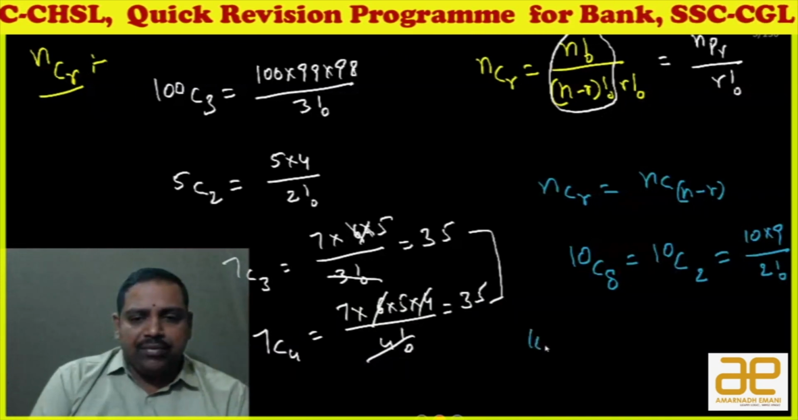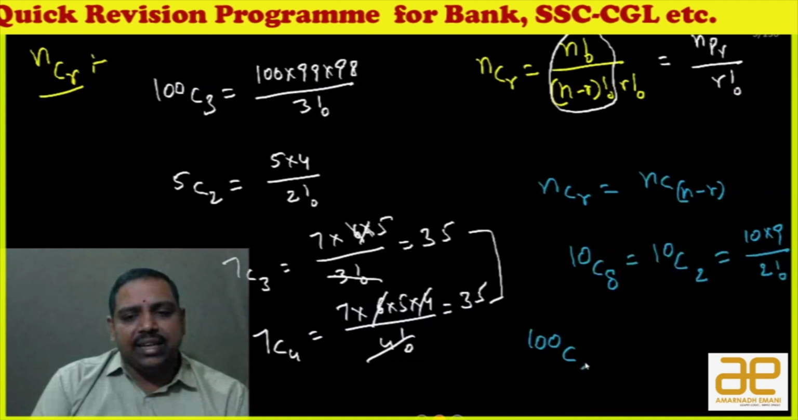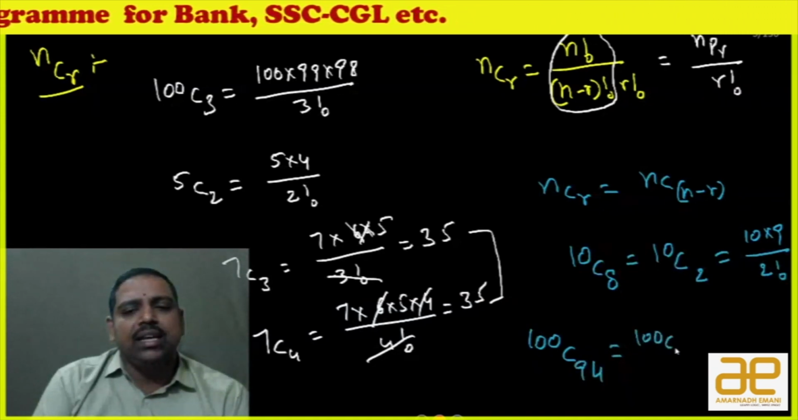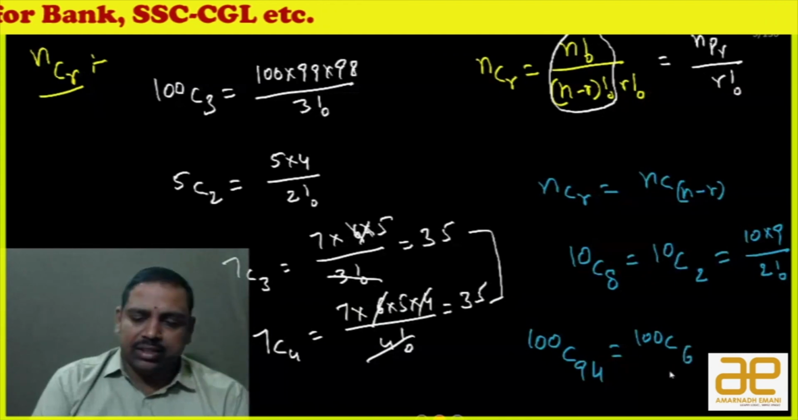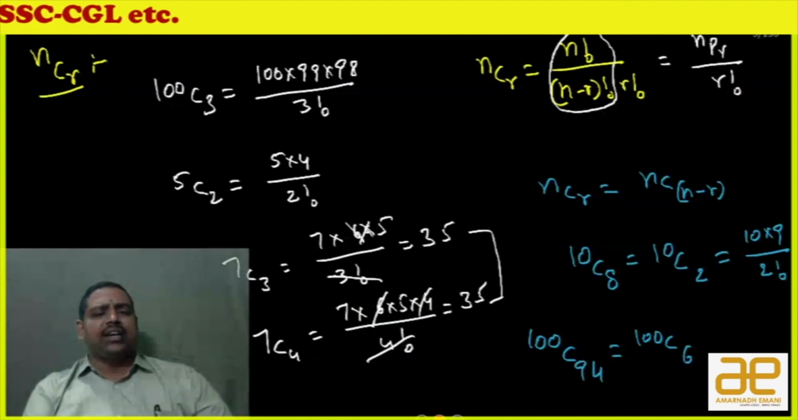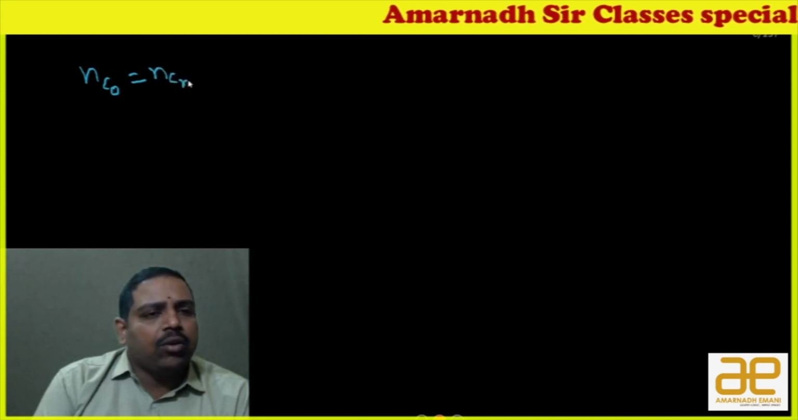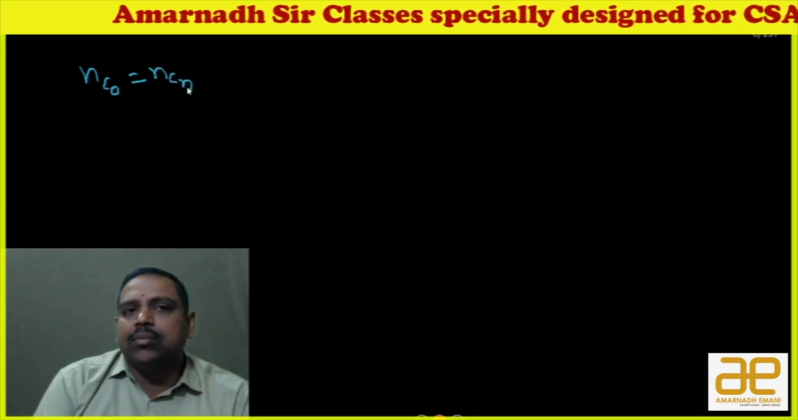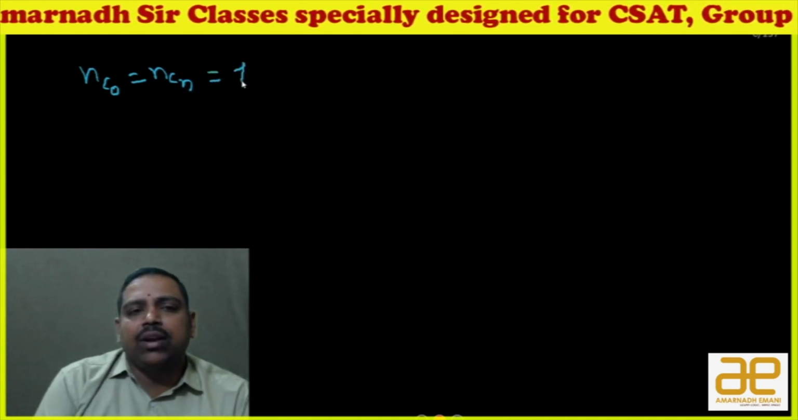Okay. If he is asking 100C94, how much is it? You can write it as 100C(100 minus 94). How much is 100 minus 94? 6. Like this, we can write the nCr. Right, next one. What we have to memorize about nCr is nC0 is equal to nCn. Right or wrong? The difference is nC0, nC(n minus 0). That is n. Both are equal to 1.